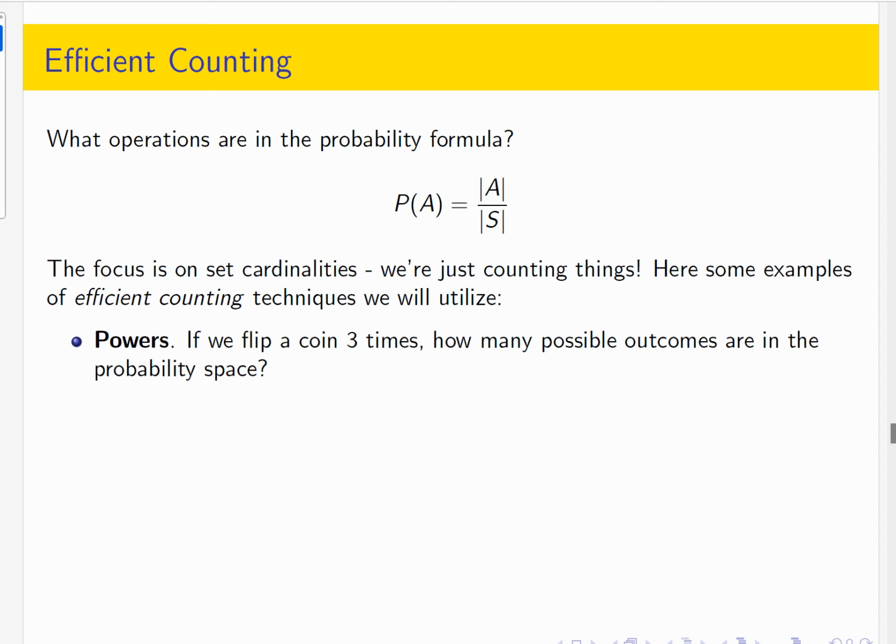Now, one of the things we do is repeated trials of exactly the same experiment. We can multiply, right? If we flip a coin 3 times, how many possible outcomes are in the probability space? Well, there are 2 outcomes possible the first time and then 2 more the second time. So it's 2 times 2 times 2, or 2 to the third, right? So 2 to the third.